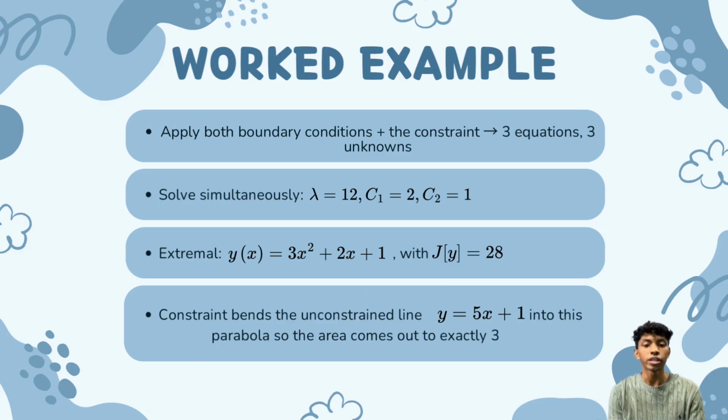So our final extremal is y equals 3x squared plus 2x plus 1. And the functional value there is J equals 28. We also check that the second derivative of h with respect to y prime is positive, which confirms this is a genuine minimum, not just a stationary point. One more thing worth noting: without the constraint, the straight line y equals 5x plus 1 would minimize J on its own. But that line needs 3.5 units of area under it, not 3. So the constraint is what bends that line down into our parabola.